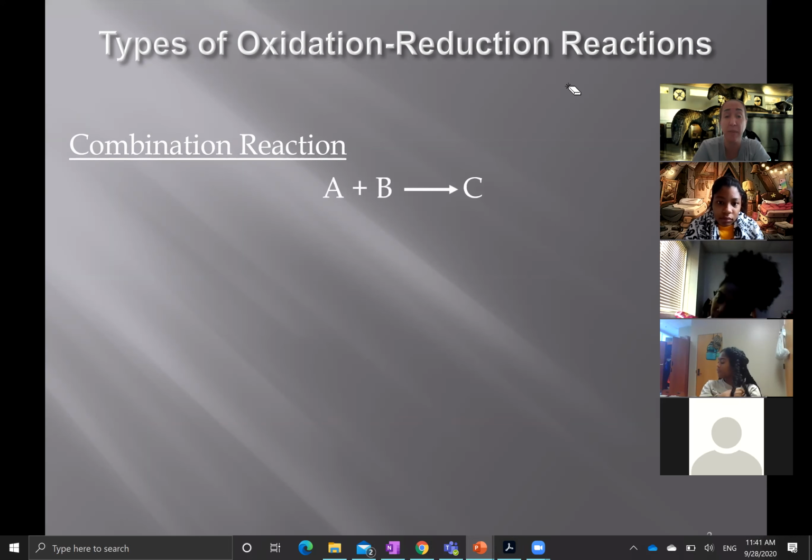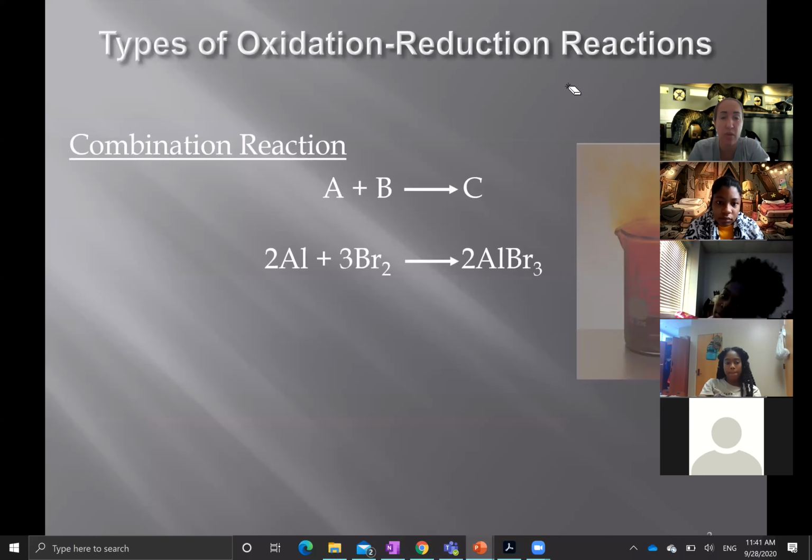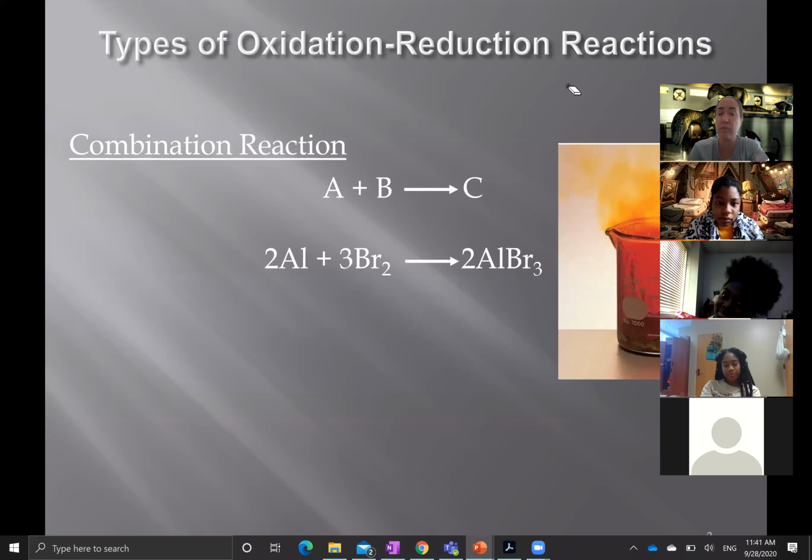An example of that, that's just a general example, but an example is when you have aluminum and bromine making aluminum bromide solution. Okay, so you can quickly tell that these look 0, 0, and then these here are going to change their oxidation states. So that's a type of redox. Everybody cool with that? So combination is number 1.